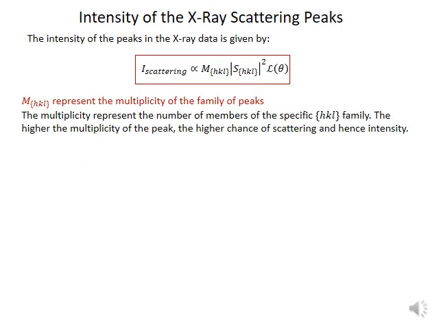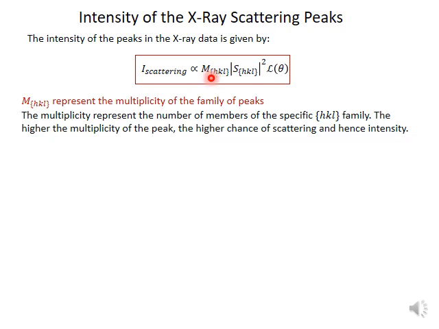The scattered intensity is proportional to three factors, and we will discuss each of them separately. The scattering is directly proportional to the square of the structure factor, which we have already seen here, but it's also directly proportional to m, and it's also directly proportional to this other factor. So let's look at this m factor here.